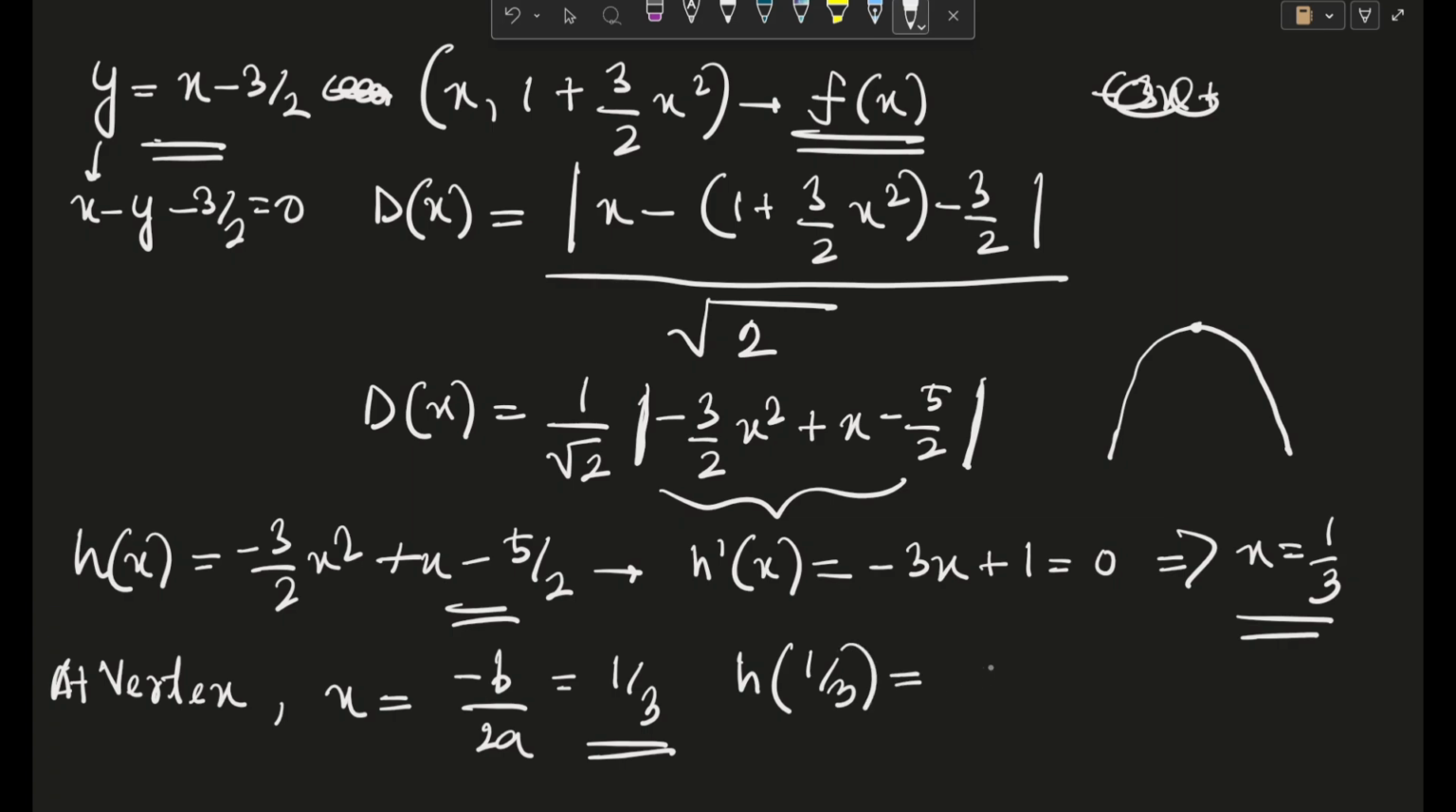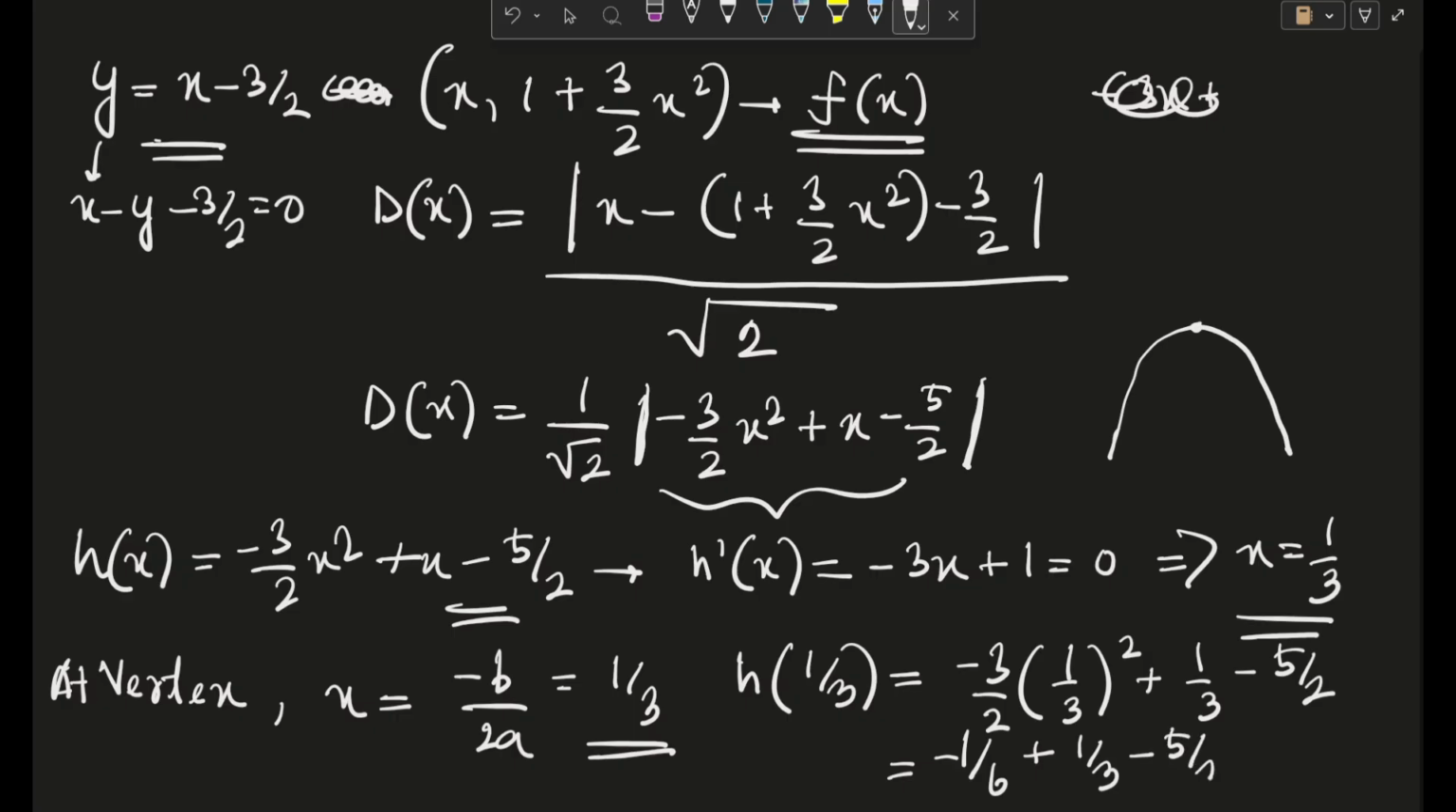So h of 1 by 3 actually comes out to be minus 3 by 2 times (1 by 3) squared plus 1 by 3 minus 5 by 2. So this thing is minus 1 by 9, right? So 3 into 2 in the denominator, which means minus 1 by 6, plus 1 by 3 minus 5 by 2. So guys, I will quickly calculate this and tell you the value. Just a minute. Okay guys, so the value is coming out to be minus 7 by 3.